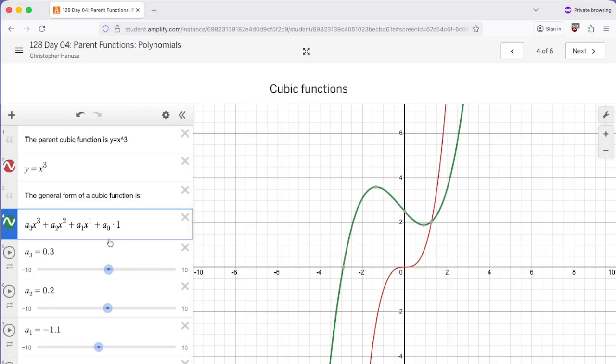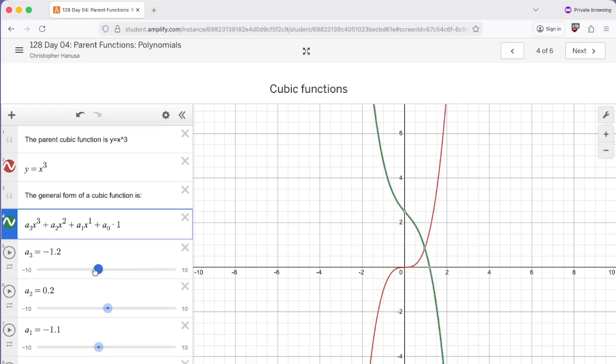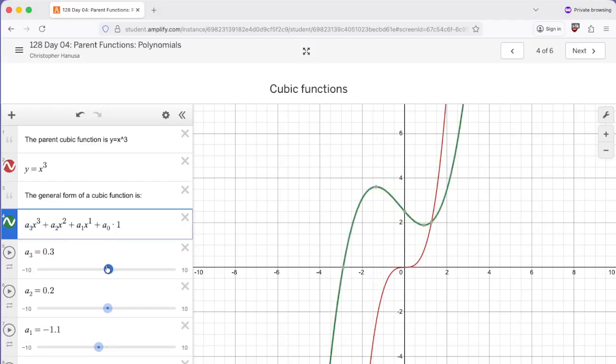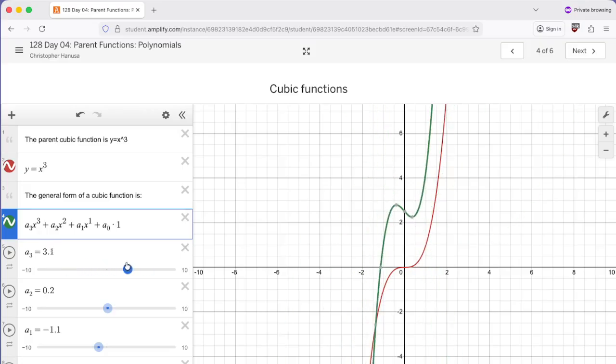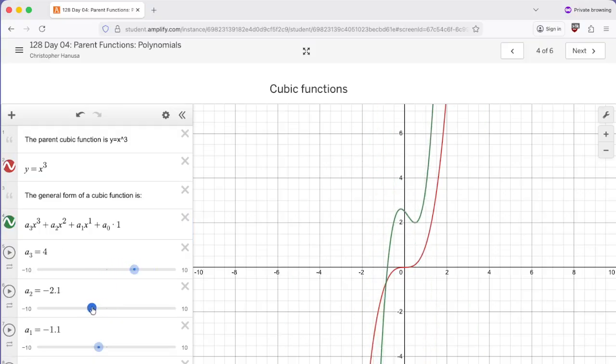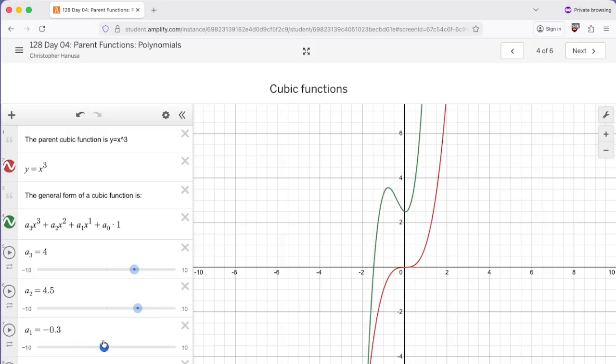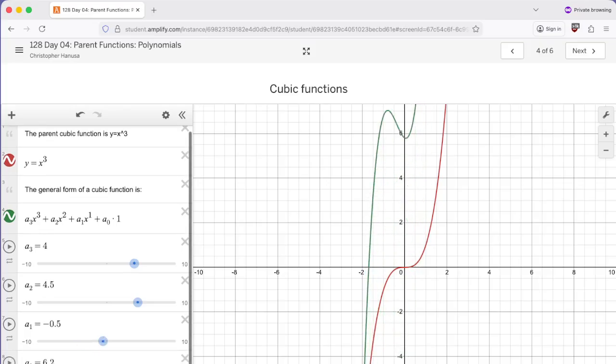Okay, so we can change now these parameters. Instead of using A, B, C, D, I'm using A3, A2, A1, A0. Changing A3 changes again how narrow or how wide this function is. Changing A2 moves these bits around. A1 kind of stretches this middle part here. And A0 moves the whole function up or down.